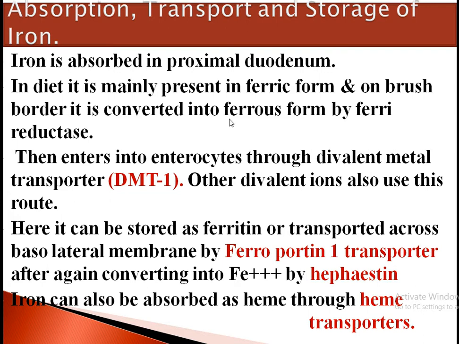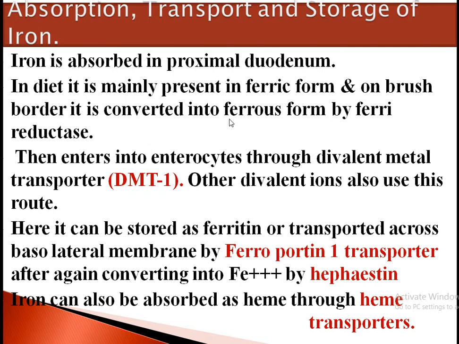What is meant by brush border? Which is inside, towards the bolus of the food. It is called brush border because it contains many villi to increase its surface area. From there, the iron is absorbed, then enters into enterocytes. Enterocytes means the intestinal cells. From there, it is absorbed.